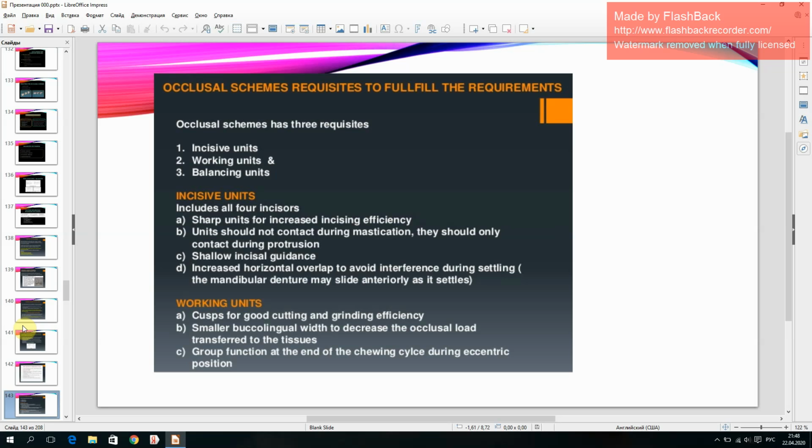Occlusal schemes require it to fulfill the requirements. Occlusal schemes have three requisites: one, incisive units; two, working units; three, balancing units.